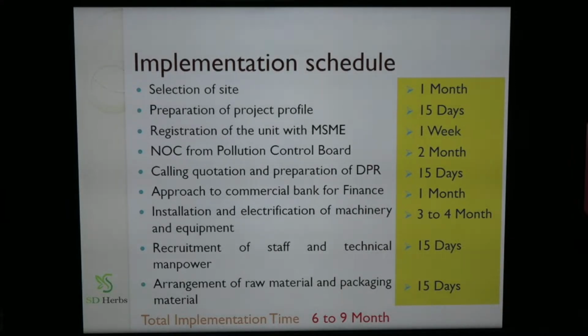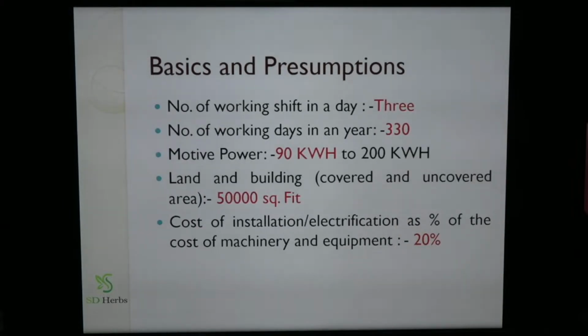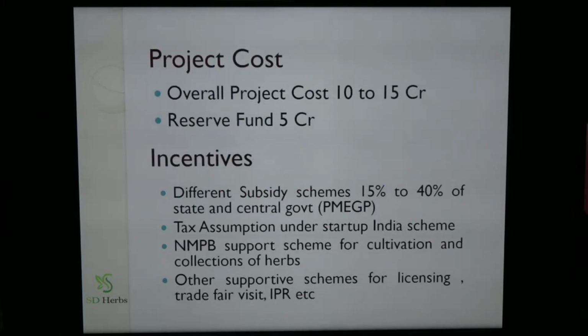Then I told you. Okay, so basically industry runs in three shifts, that is 8 hours for each shift. Okay, so industry runs for 300 days in a year. Power requirement for the plant extraction is 90 kilowatt to 200 kilowatt. The land area required for a standard size extraction unit is 50,000 square feet, and the cost of installation and erection is around 20% of your machinery and equipment. Okay, next please. The project cost.